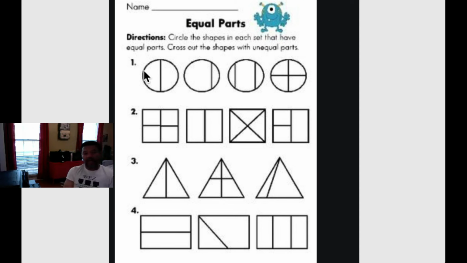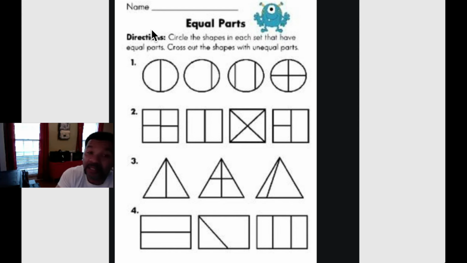Now, let's take a look at these 4 problems. If you notice, something looks a little different about number 1, number 2, number 3, and number 4. What's different? Oh, I see what's different. There are circles, squares, triangles, and rectangles. Well, let's go a little deeper. We're going to dive a little deeper, and we're going to look at number 1. First thing, when you're doing any math problem, you always look at the name first. Then you look at the title. Obviously, we're working with equal parts.